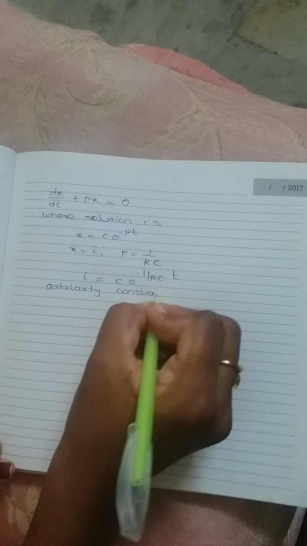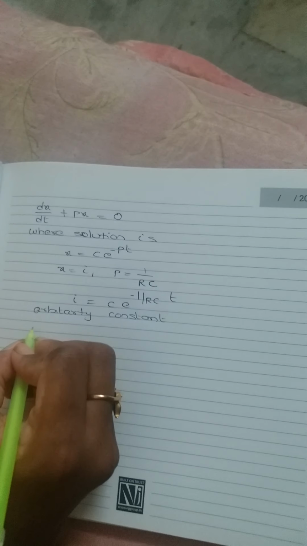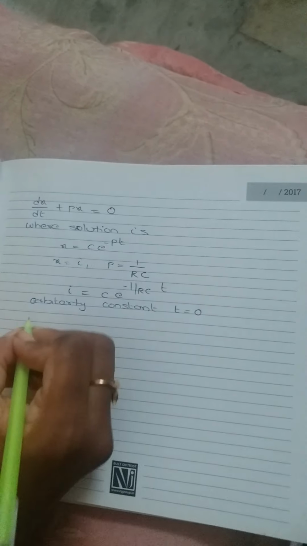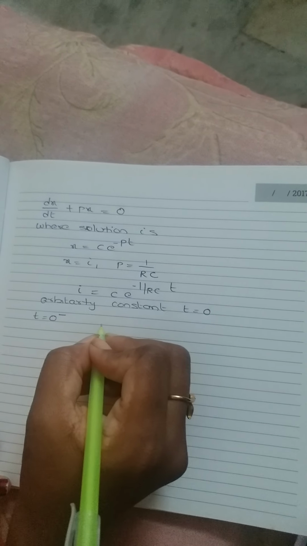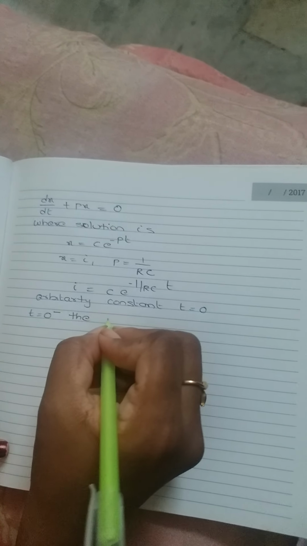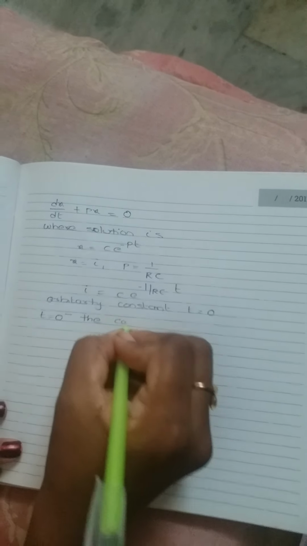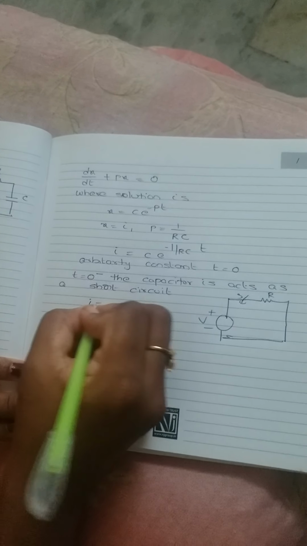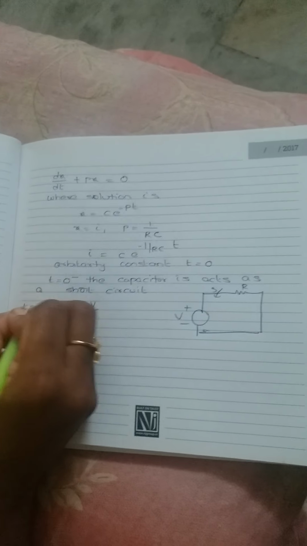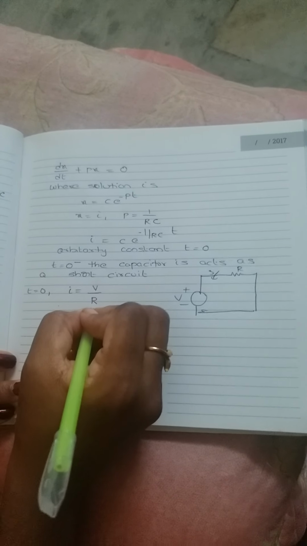For finding the arbitrary constant, we have to use the initial condition, that is t equal to 0 condition. But at t equal to 0 minus condition, the capacitor acts as a short circuit. At that condition, the circuit should be like this, because the capacitor is acting as a short circuit. And for this circuit, I equal to V by R. At t equal to 0 condition, I is equal to V by R.